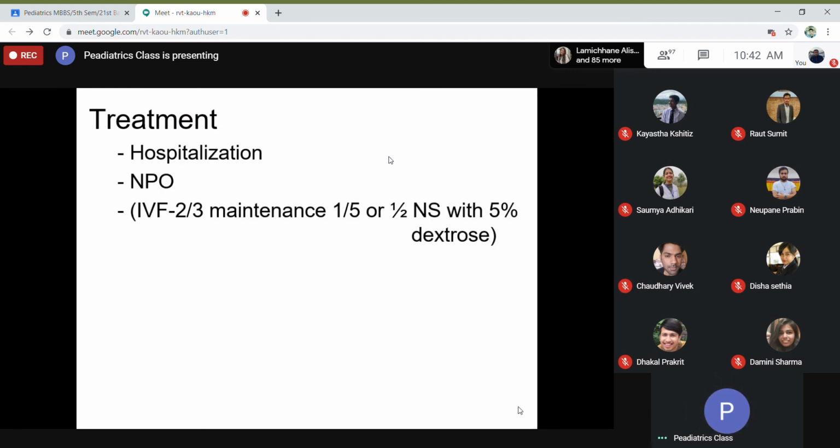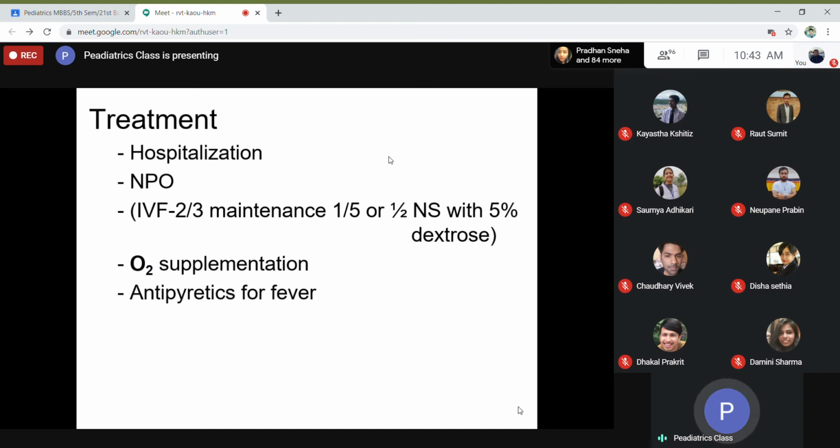Treatment-wise, if the child is below 3 months of age, you always have to admit. If above 3 months of age, depending on the severity, if the child has moderate to severe respiratory distress, you have to admit in the hospital. Keep the child NPO, nil per oral, and start IV fluid, 1/5 or half normal saline with 5% dextrose. Later you can add potassium chloride, the maintenance dose. And if the oxygen saturation is below 92%, start oxygen supplementation at 0.5 liters per minute, and depending on the saturation you can increase to 1, 2, 3 liters per minute. For fever, give an antipyretic, paracetamol. The dose is 10 to 15 mg per kg per dose, 6 hourly.